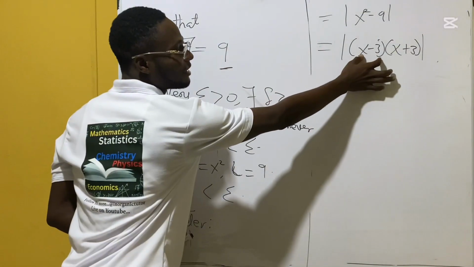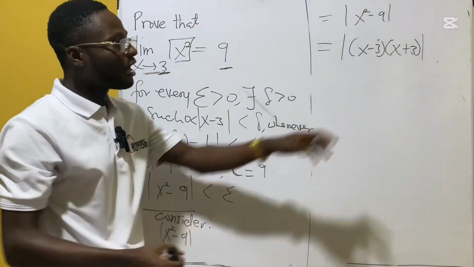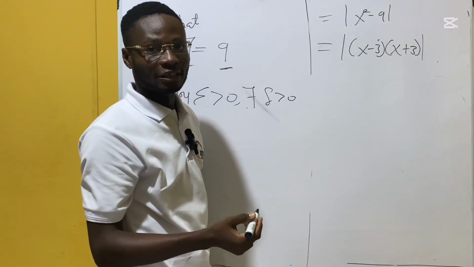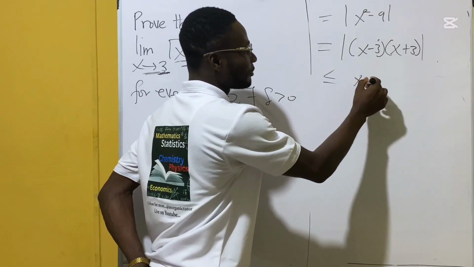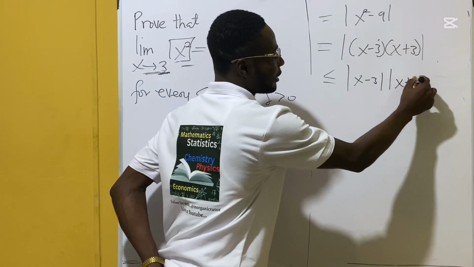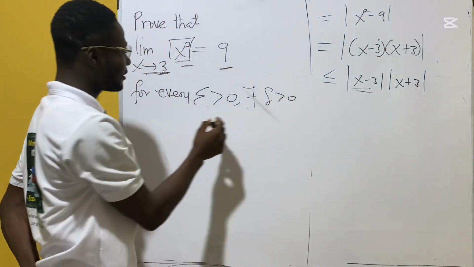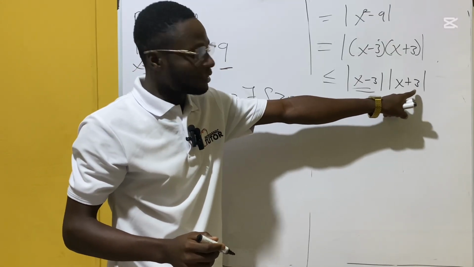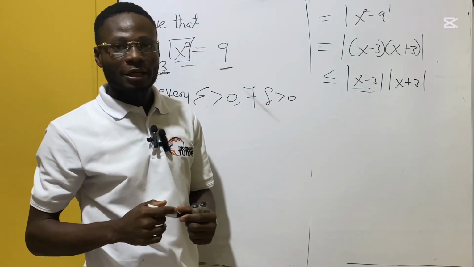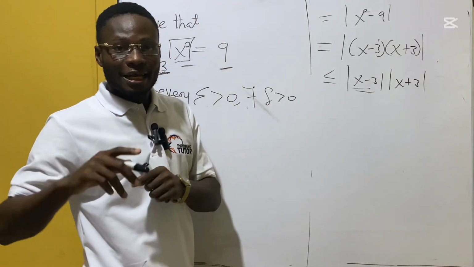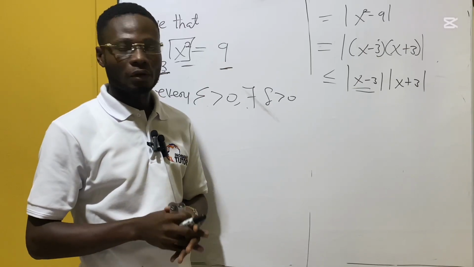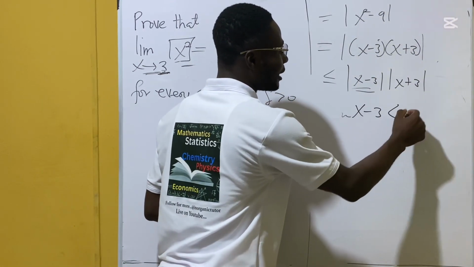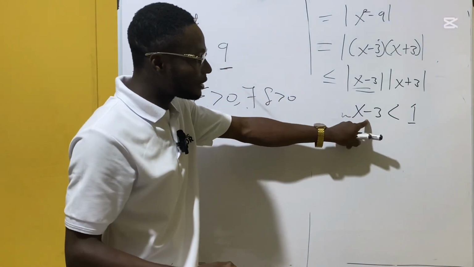Now, we have this to be delta that we have right here, but we don't have s plus 3. So from here, we want to separate the functions, so we introduce the inequality sign. We have less than or equal to x minus 3 times x plus 3. But here we have this to be delta. We have to be able to control this expression to make sure that s plus 3 assumes a very small number, so we take s minus 3 to be less than 1, so it should be bounded. So we should have s minus 3 less than 1.